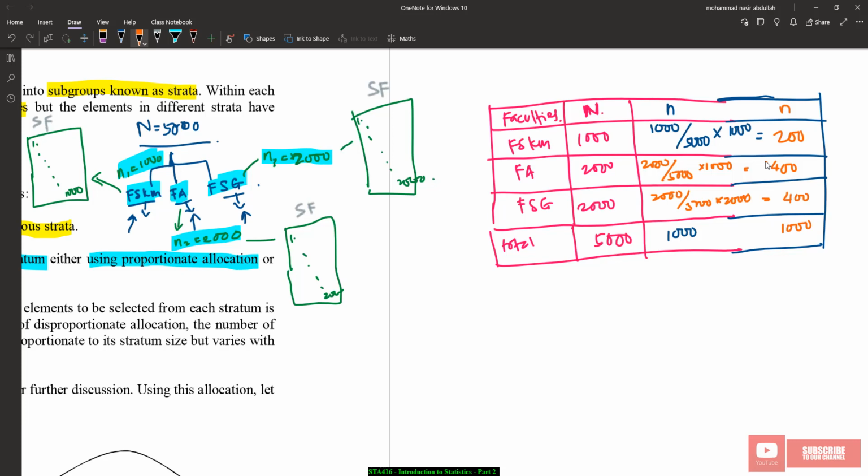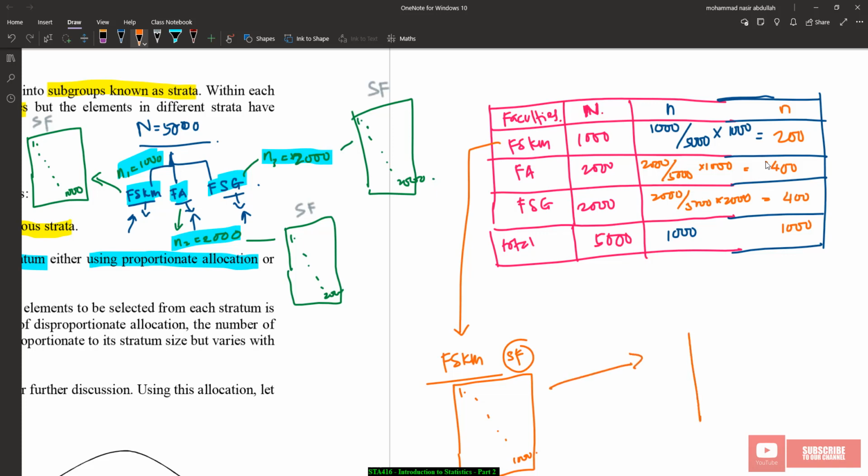So now for each group, let's say FSKM, you have 1,000 sampling units. Sampling frame. You have 1,000. So this is a sampling frame, right? You want to select only 200, from 1 until 200. So the process of selecting 200 respondents, 200 sampling units out of 1,000, you are using the simple random sampling method. By using simple random sampling, select 200 sampling units out of 1,000 members in the population. Same goes to faculty accountancy and faculty applied science.